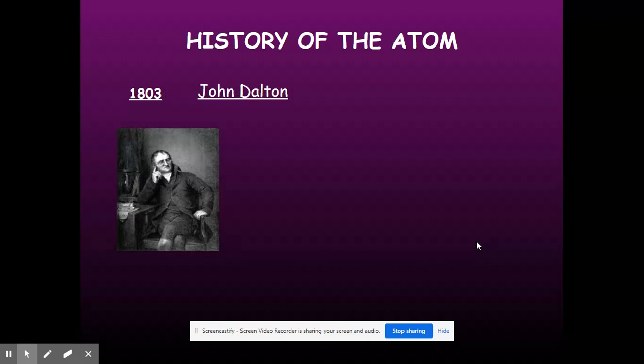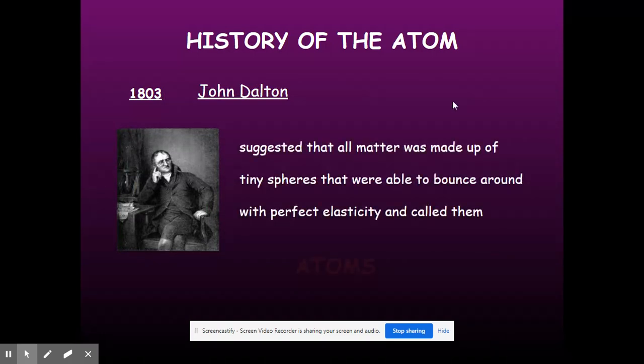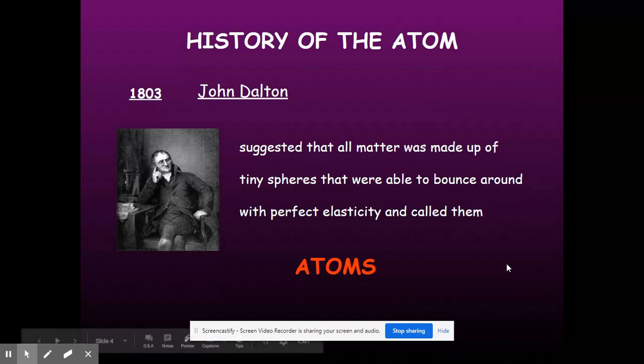John Dalton in 1803 suggested that all matter was made up of tiny spheres, which we call particles today, right, in our classes, that were able to bounce around with perfect elasticity, and called them atoms. Okay, so John Dalton did name them atoms. So our current model goes back to 1803. So we need to develop our model to 2021 to be able to explain some of the things that we're going to see here in the upcoming units.